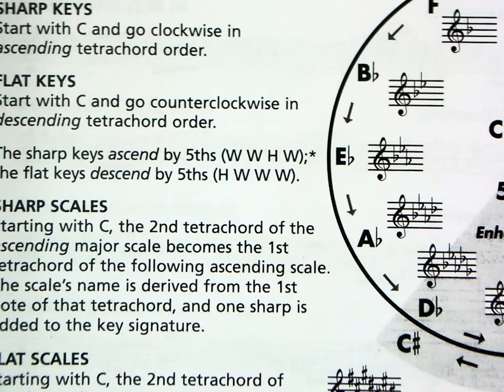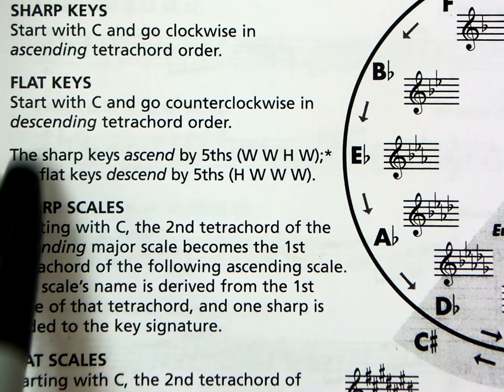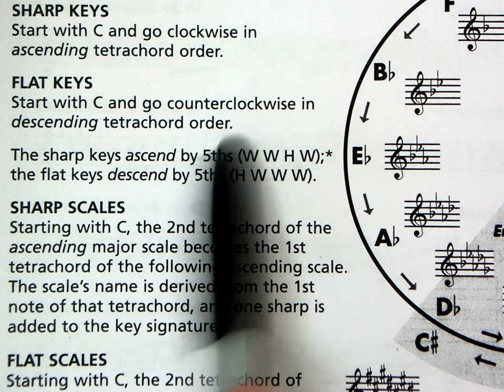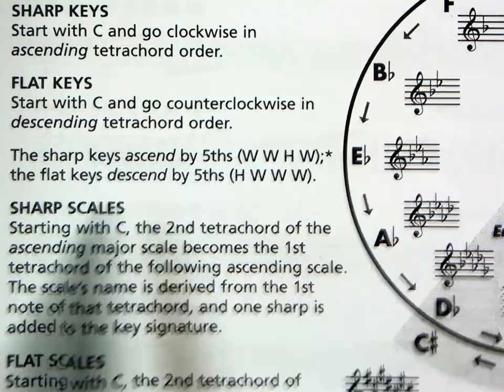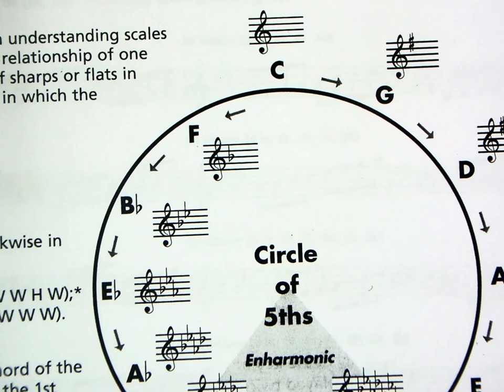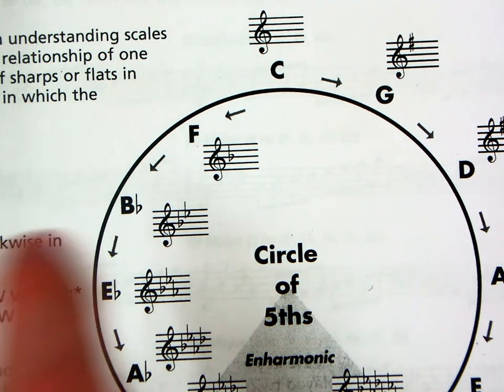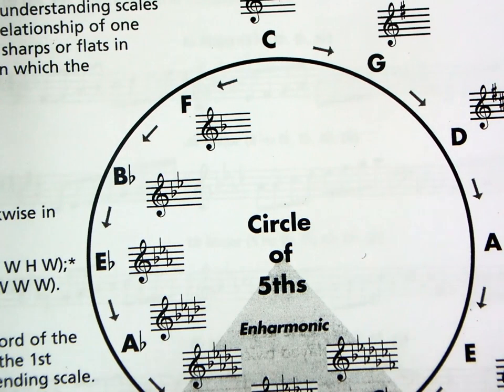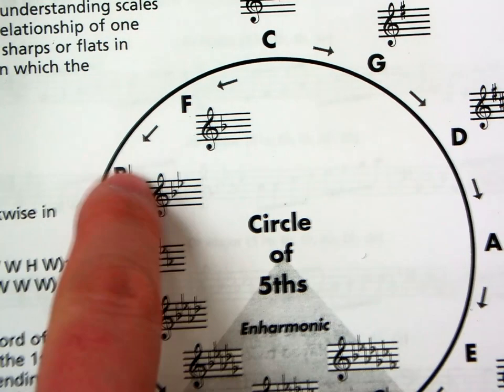Now over here for flat keys, start with C and go counterclockwise in descending tetrachord order. Now, instead of doing that, I usually say that we want to count to 4 instead of to 5. We can call the circle of fifths also the circle of fourths, and it'll work the same way. So, C, D, E, F, right? We counted to 4, that gets us to our next key. F, G, A, B flat, right? And we can keep going all the way around to figure those out.